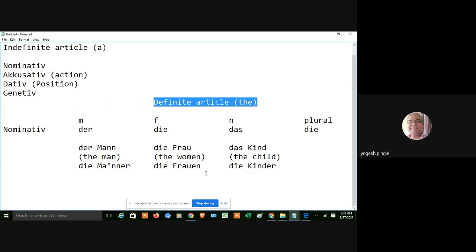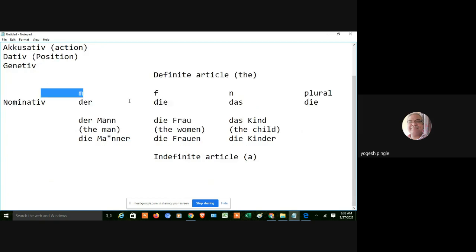Definite article we have seen, and now let's see the indefinite article. How will you put the indefinite article? It is "a" or "an", whatever you are pronouncing in English is fine. Now obviously for the indefinite article, there is no plural form.